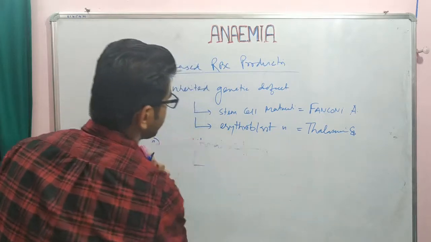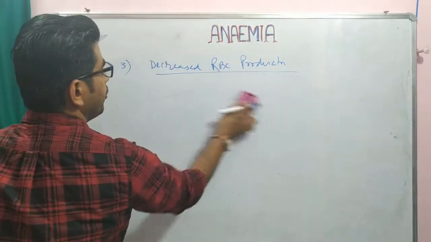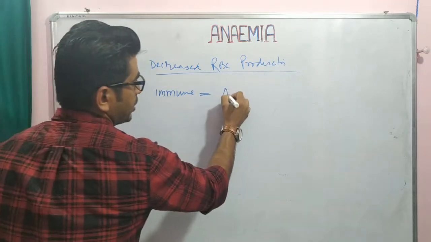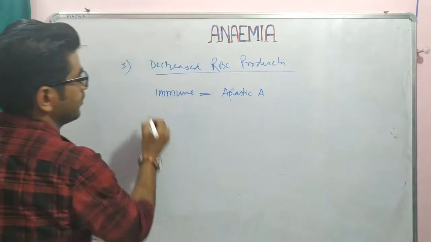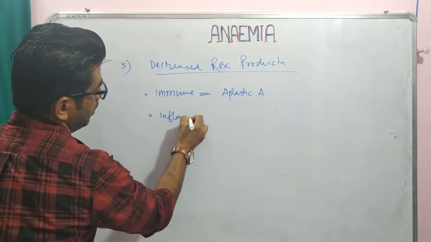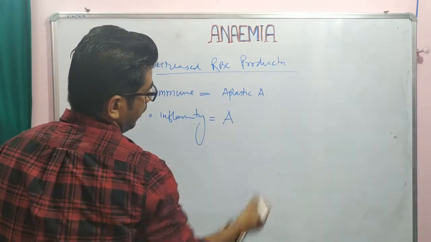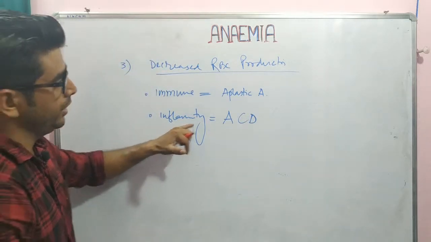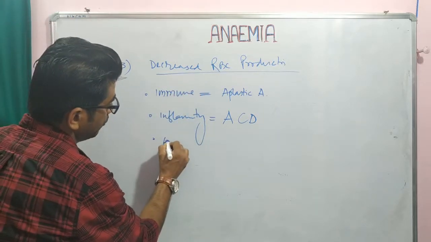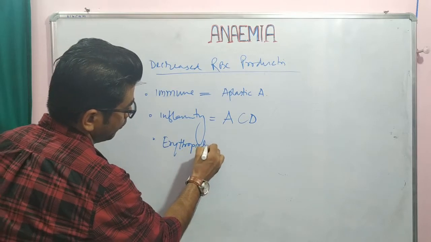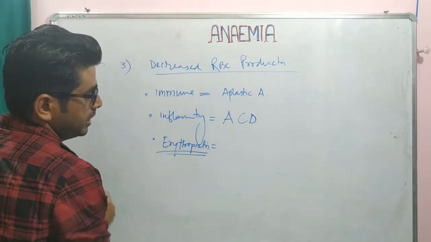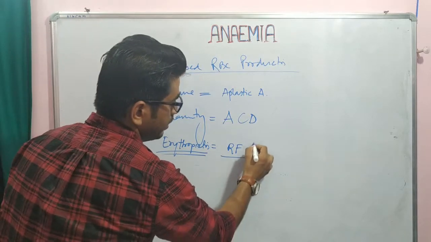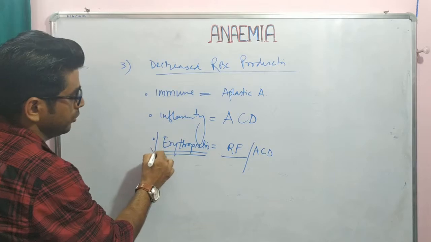And the third point is immune mediated, where there will be decreased RBC production. Immune mediated decreased RBC production is like aplastic anemia. Now inflammatory: we know in SLE and anemia of chronic disease there will be inflammation leading to inflammatory damage leading to anemia. Number 3, erythropoietin deficiency. We know erythropoietin is very important for production of RBC. So if there is erythropoietin deficiency, there will be anemia, as in renal failure. Even in anemia of chronic disease, there will be decreased erythropoietin leading to anemia.